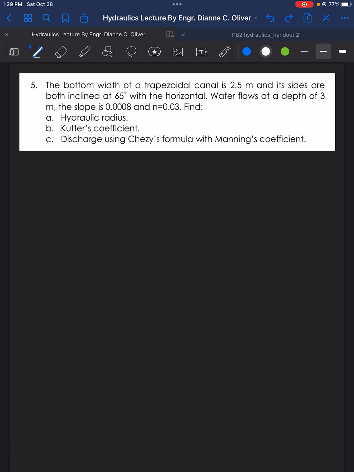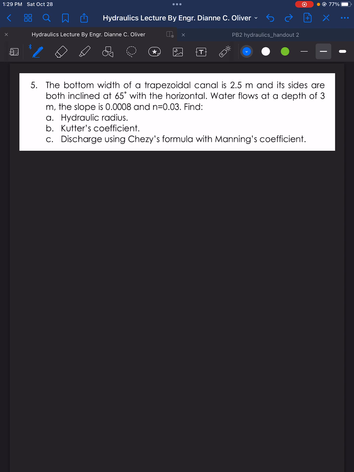The bottom width of a trapezoidal canal is 2.5 meters and its sides are both inclined at 65 degrees with the horizontal. Water flows at a depth of 3 meters. The slope is 0.0008 and the coefficient of roughness is equal to 0.03. Find letter A, the hydraulic radius, B, the Kutter's coefficient, and C, the discharge using Chezy's formula with Manning's coefficient.